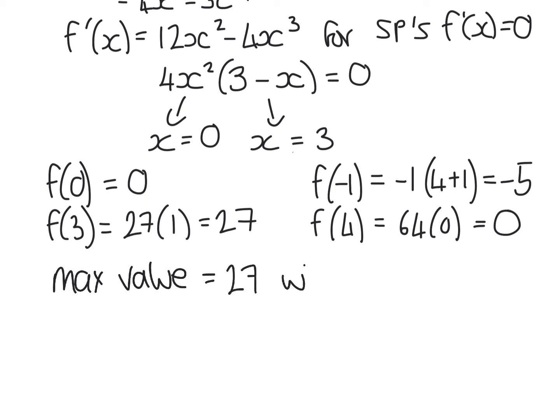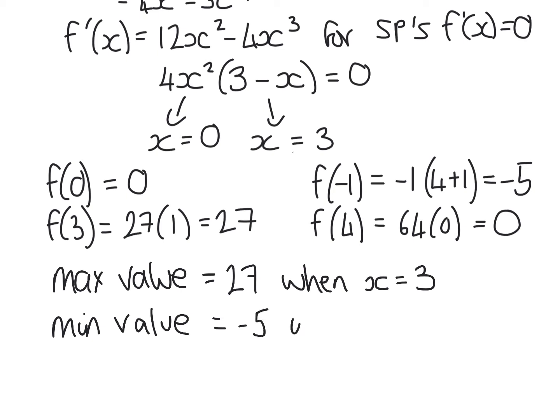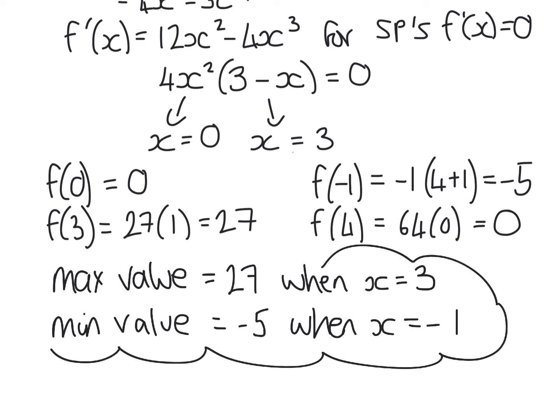And we always write when that occurs, just in case the question asks it. So that occurs when x equals 3. That was our stationary point. Now our minimum value is the lowest number out of our list, which is minus 5. So our lowest value is minus 5 when x equaled minus 1. And that is what we are looking for as our final answer.